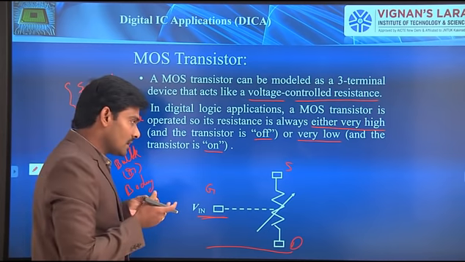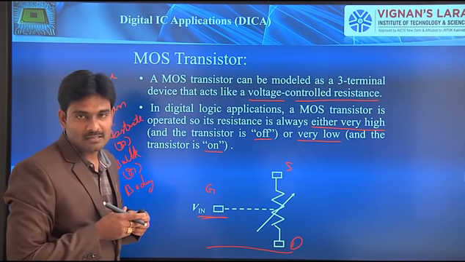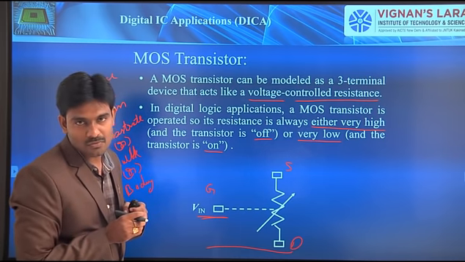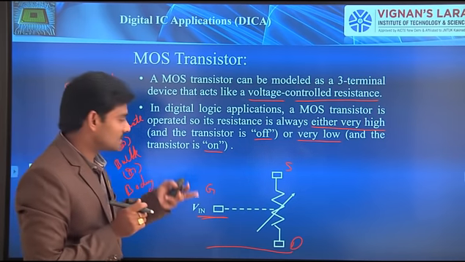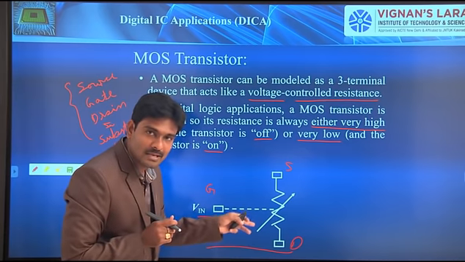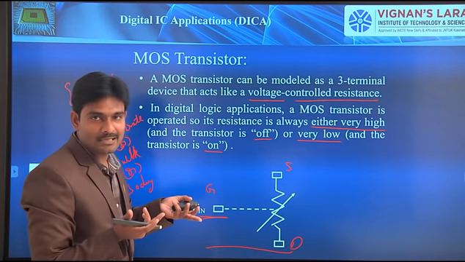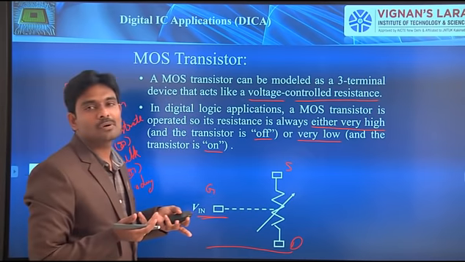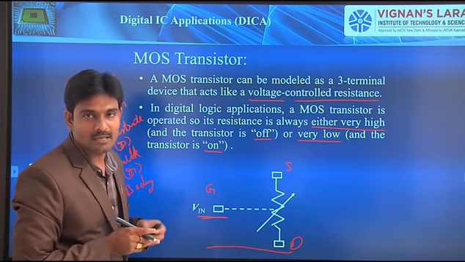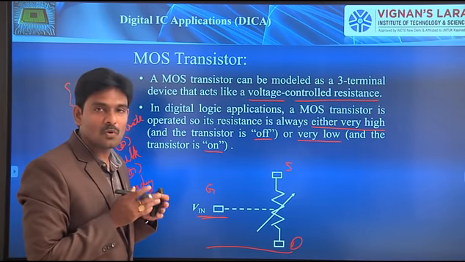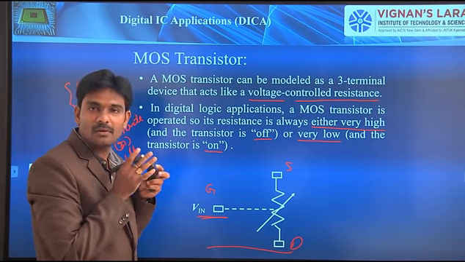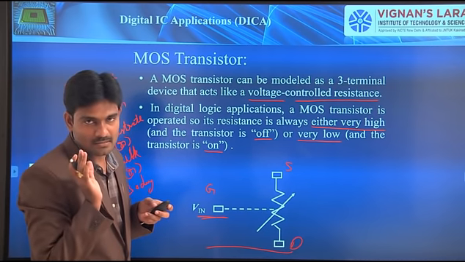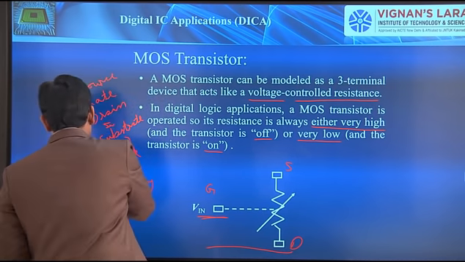Okay. So whenever we are using this MOS transistor in digital logic applications, we are going to use mostly these 2 modes only. If the transistor has low resistance, we can consider it as the on state. If the resistance is very high, we can consider the transistor to be in the off state. So in the majority of cases, we are going to consider only these 2 modes in digital logic applications.